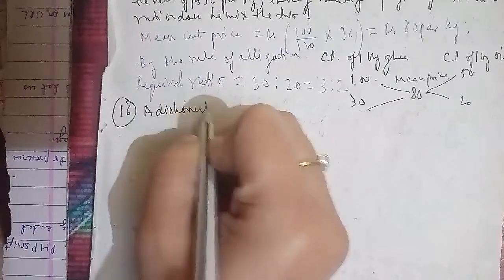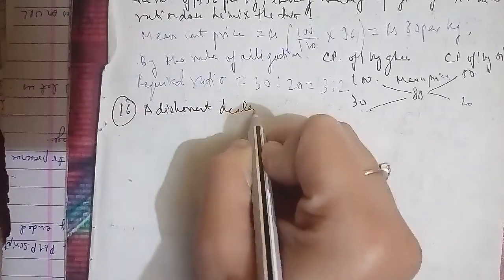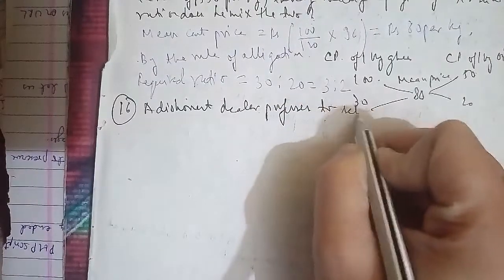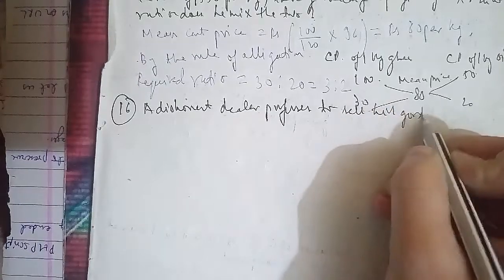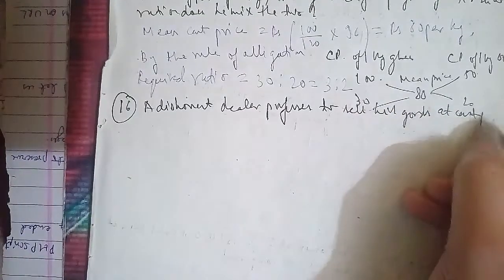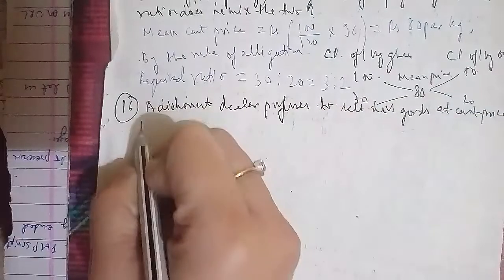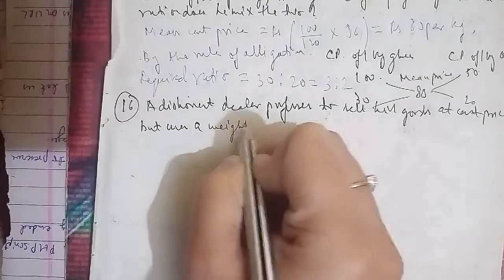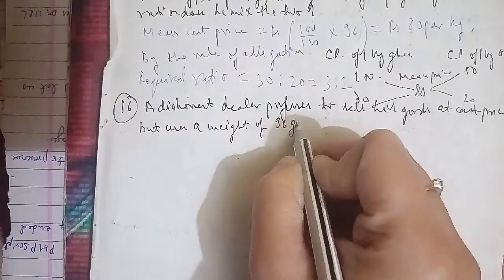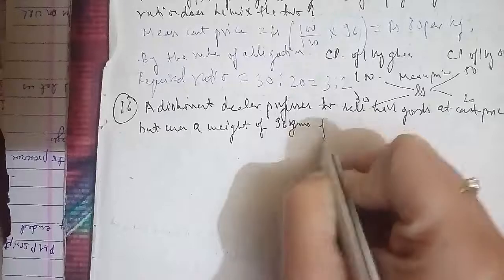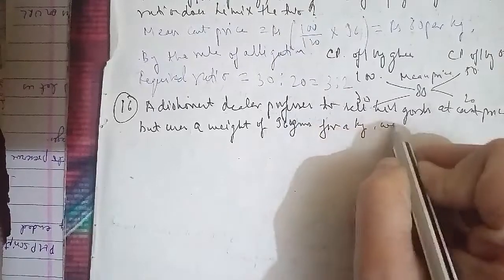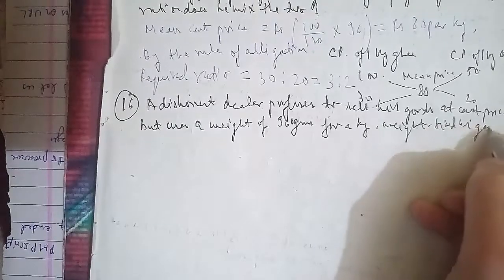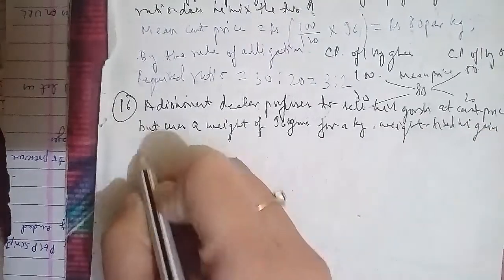A dishonest dealer professes to sell his goods at cost price but uses a weight of 960 grams for a kg weight. Find his gain percent.